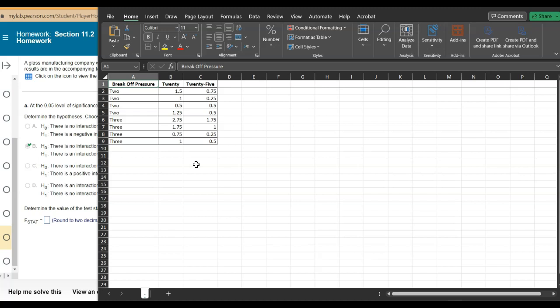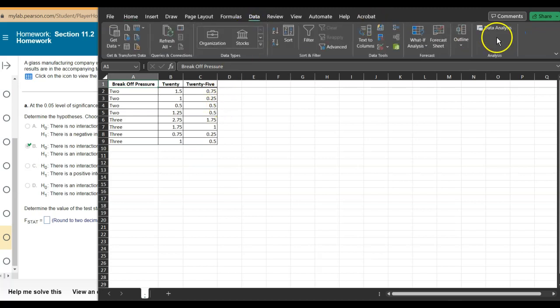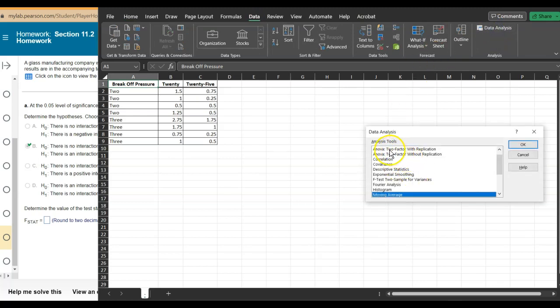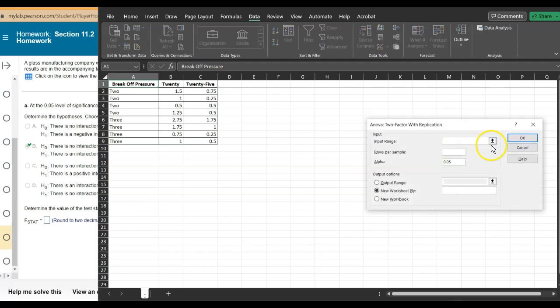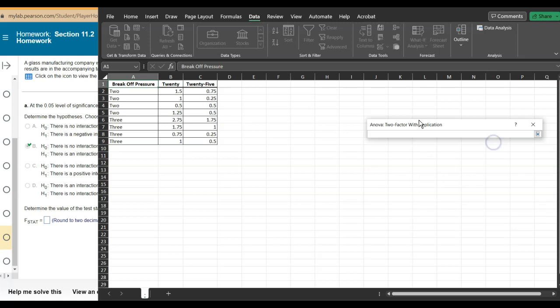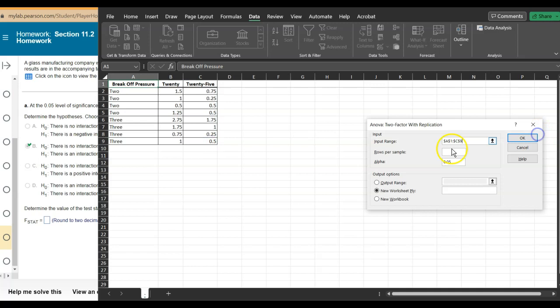The only thing you need to do, just go to data, run your test, data analysis. So ANOVA two factors with replication. Okay, select the table, and this is going to be your table. The level of significance is going to be 0.05. Oh, that's the number of replication. So replication is going to be 4. Four here, and the alpha is going to be 0.05.